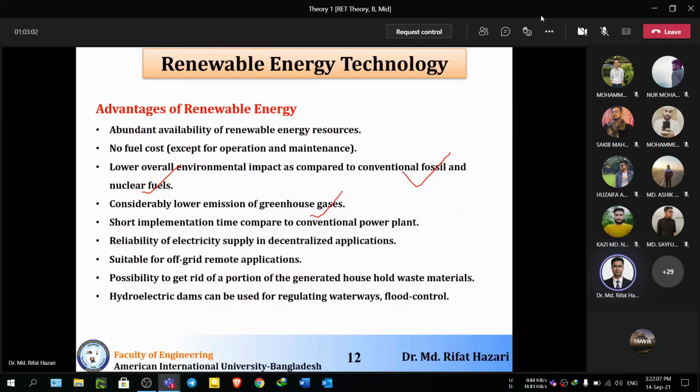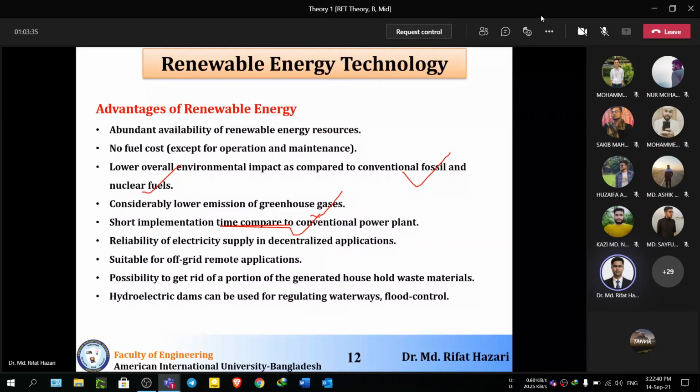Okay. And you can also implement a renewable energy based power station in a very short time. For example, a nuclear power station requires maybe 15 to 20 years, right? We heard about the Rooppur power plant in our childhood, and still now the government is installing it. That means the installation time is very high for a conventional power plant. But a renewable energy source maybe requires 1 or 2 years.